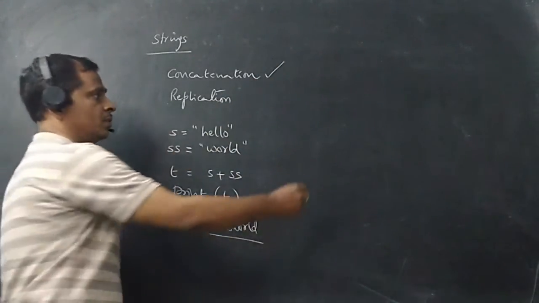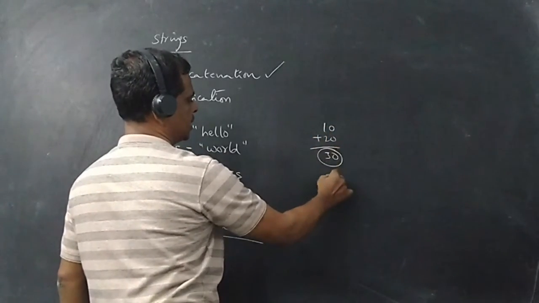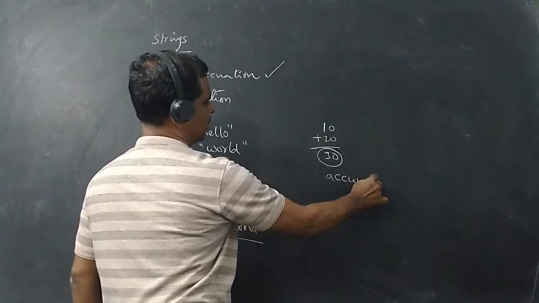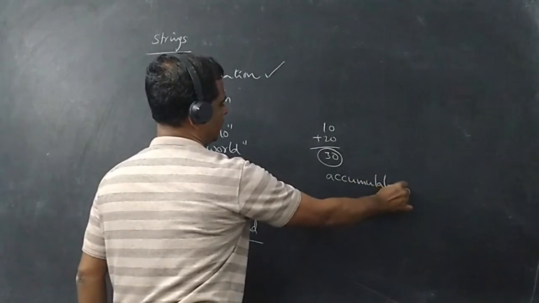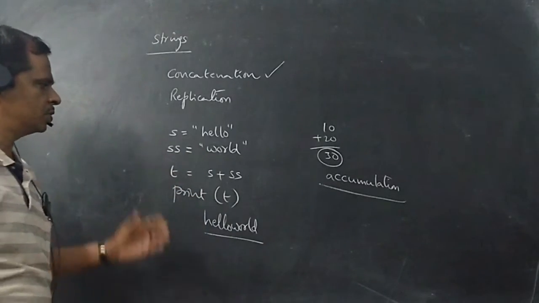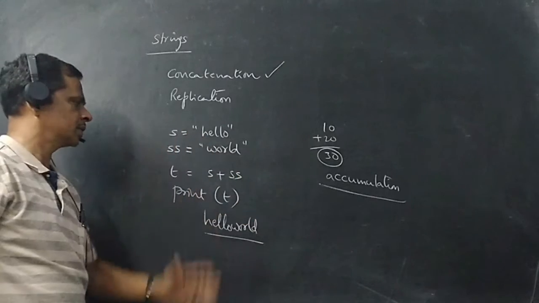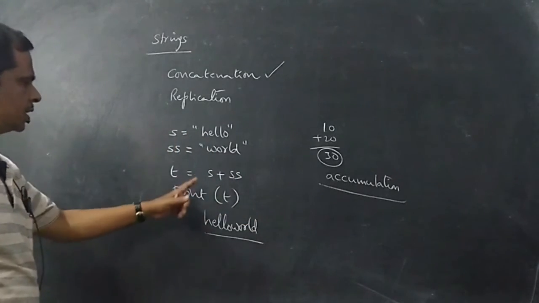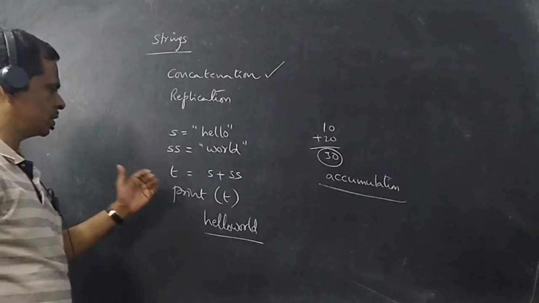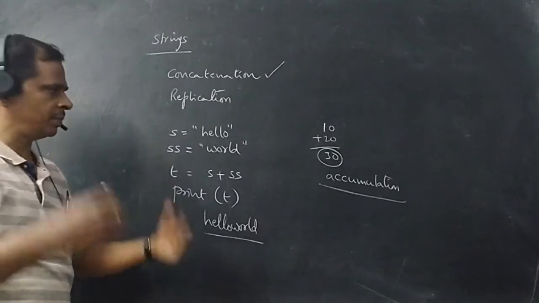But whereas if you go for numbers, 10 plus 20, it is 30. This is called accumulation. Accumulation is different from concatenation. The word concatenation is used only for strings. Accumulation is used for numbers, right? So this type of thing can be used in our programming. That means characters can be added, strings can be added.